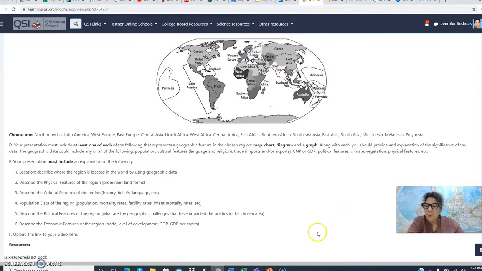After you choose the region that you want to focus on, you have to create a presentation where you include at least one of each of the following. Within the context of your presentation, you have to have at least one map, at least one chart, at least one diagram, and at least one graph. Along with each, you should provide an explanation of the significance of the data that's presented on the map, the chart, the diagram, and the graph. The geographic data can include any of the following, like any of these features that we studied over the past few weeks. It can be population.